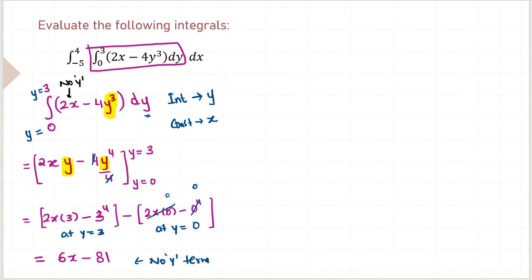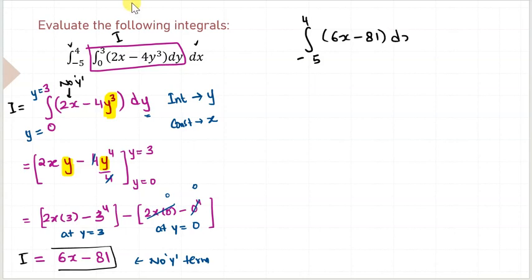Now, in this integral, what is left? We are left with only the outer integral and dx. So let's write this: integral from minus 5 to 4. The value of this bracket, if I name the bracket I, this is the value of I, which we just saw. So 6x minus 81 dx.